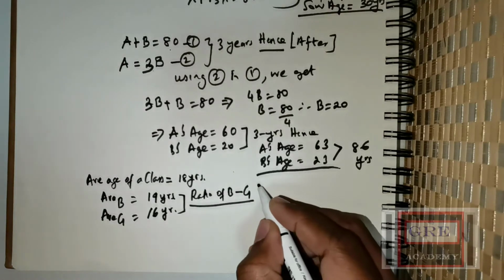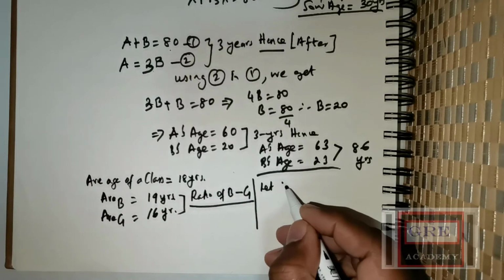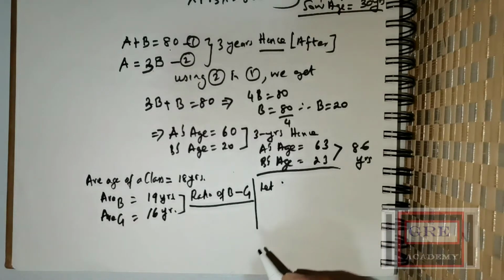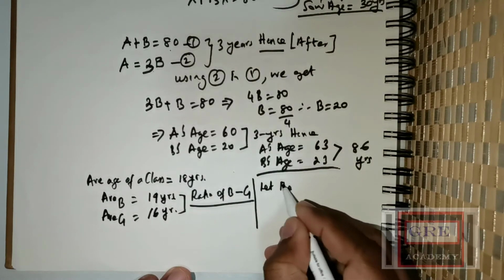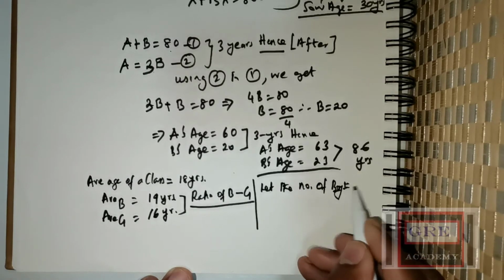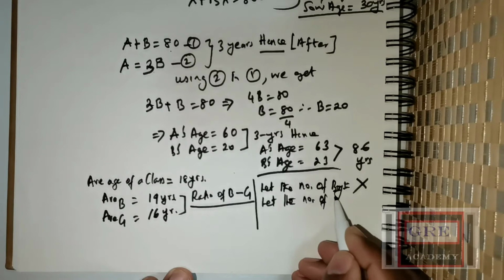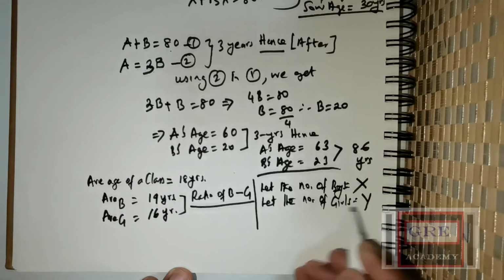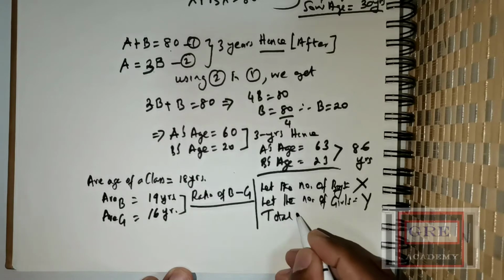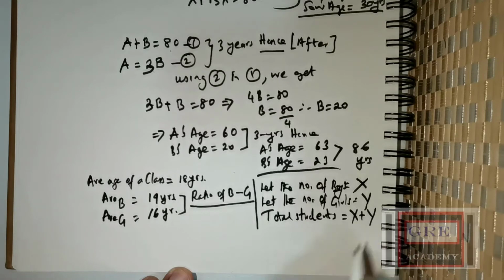Now let us start by assuming, let the number of boys be equal to X and the number of girls be equal to Y. So let us start the assumption in that manner. Let the number of boys be equal to X. Let the number of girls be equal to Y. Total students is equal to X added with Y.